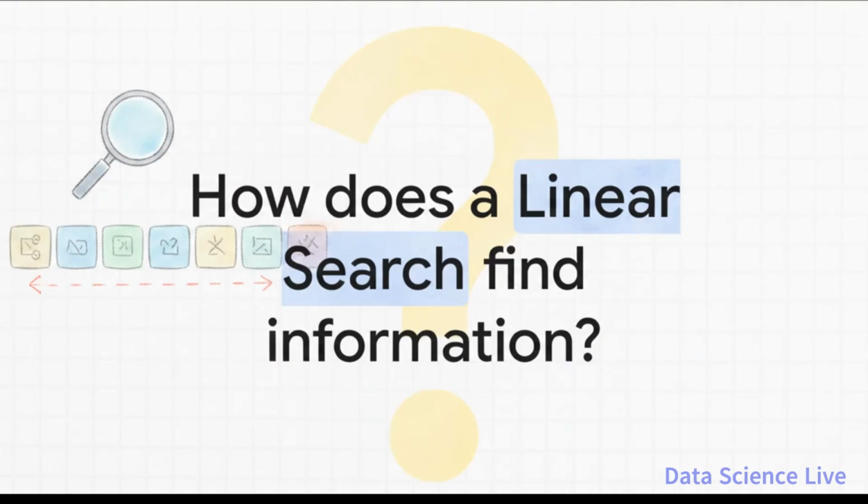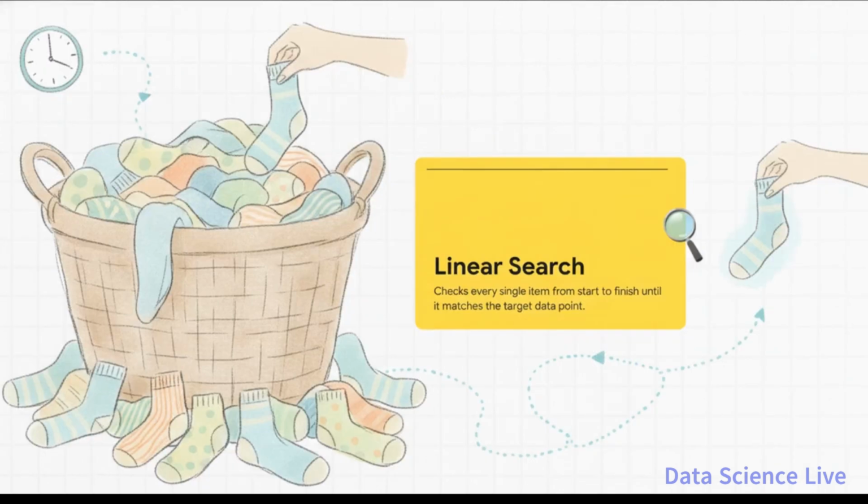Now that we understand sorting, how do we retrieve the data? Once data is sorted, how does a linear search actually find specific information? Linear search is essentially a brute force method. The algorithm checks every single item from start to finish until it finds a match. Much like pulling one sock at a time from a laundry basket, it requires zero prior organization, but it is highly time-consuming.